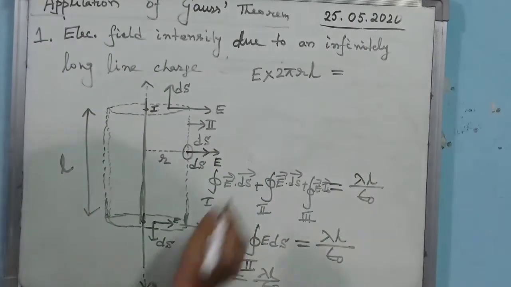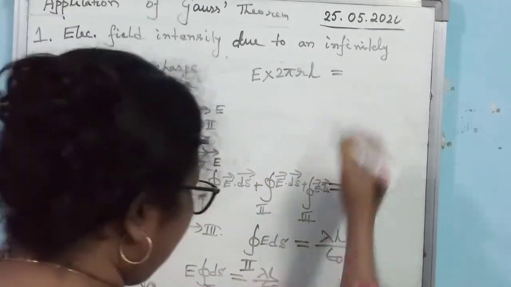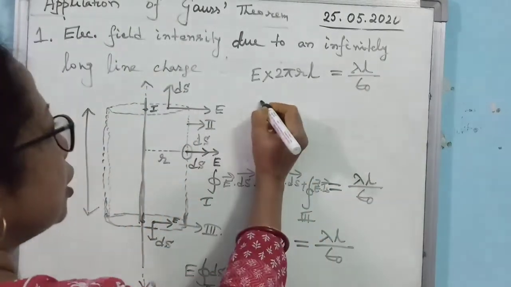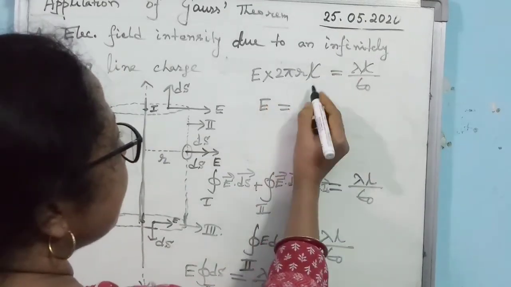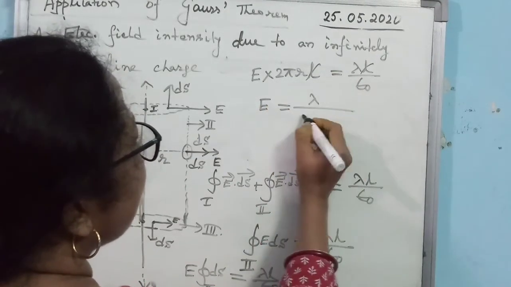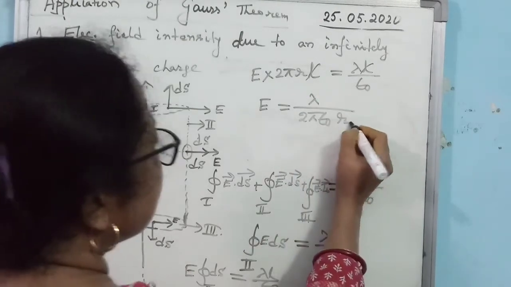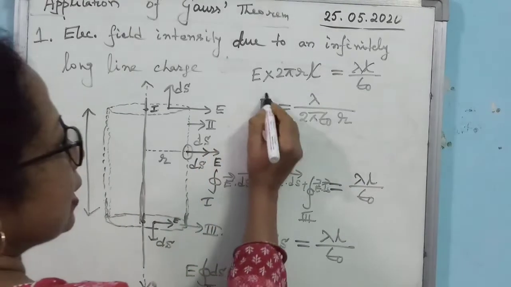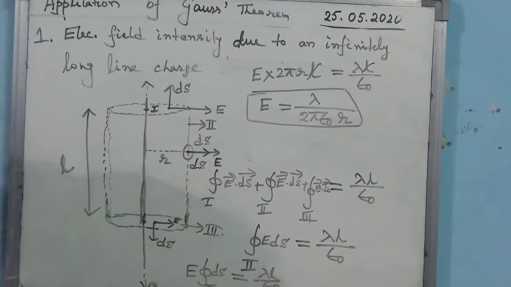Alright, I hope you have not forgotten. Area of a curved surface of a cylinder is 2 pi rl. So you are getting here lambda L by epsilon naught. So you see, E is coming, L getting cancelled. It is coming lambda divided by 2 pi epsilon naught into R. Alright. So in this case, this expression gives you the magnitude of the electric field intensity.